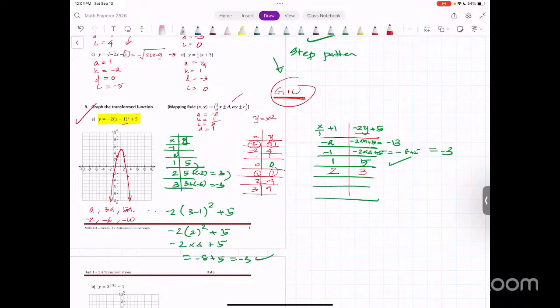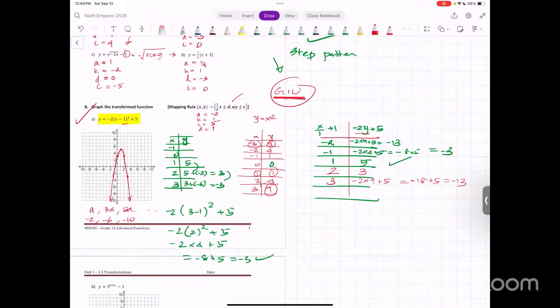Okay. And then I got my point 2. So if I'm going to do my point 2, 2 plus 1 is 3. And then 9. If I do minus 2 times 9 plus 5, negative 18 plus 5. No, you know what? I got it right. I think I made a mistake on one other point here. No, never mind. I got it right.